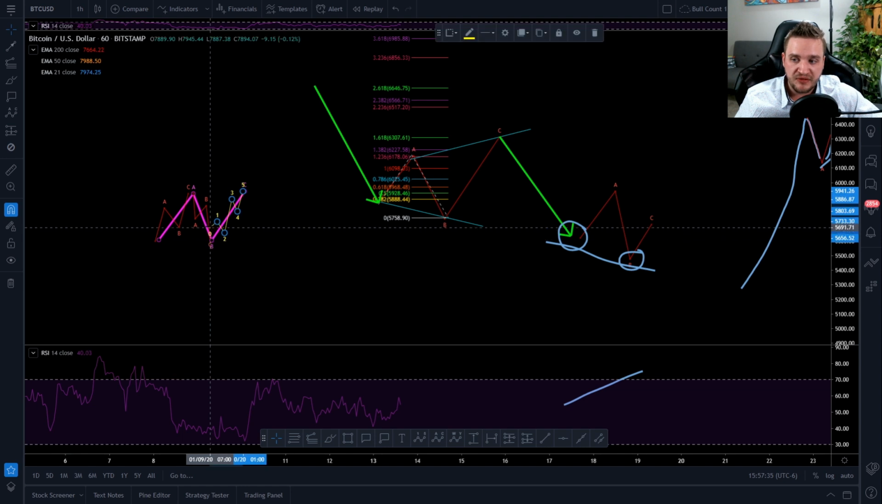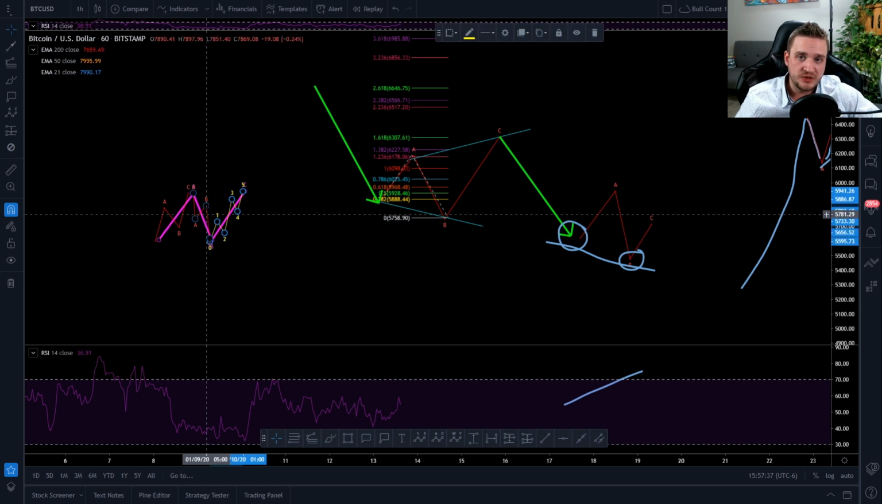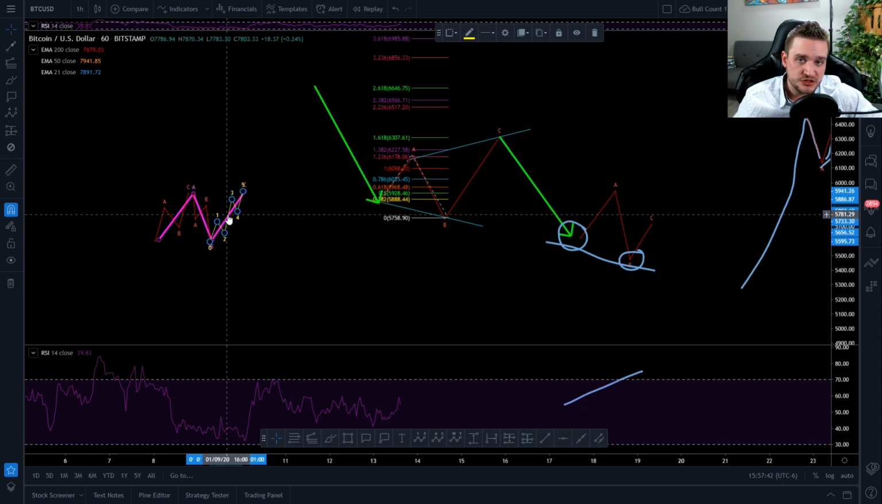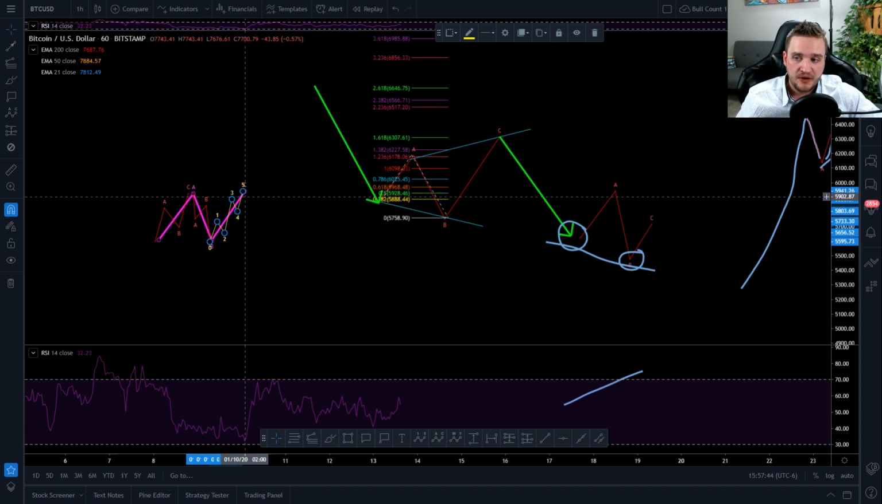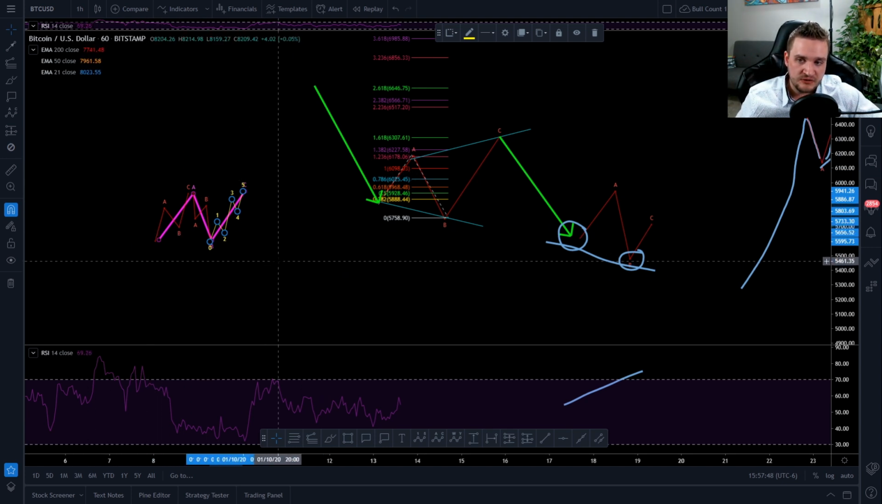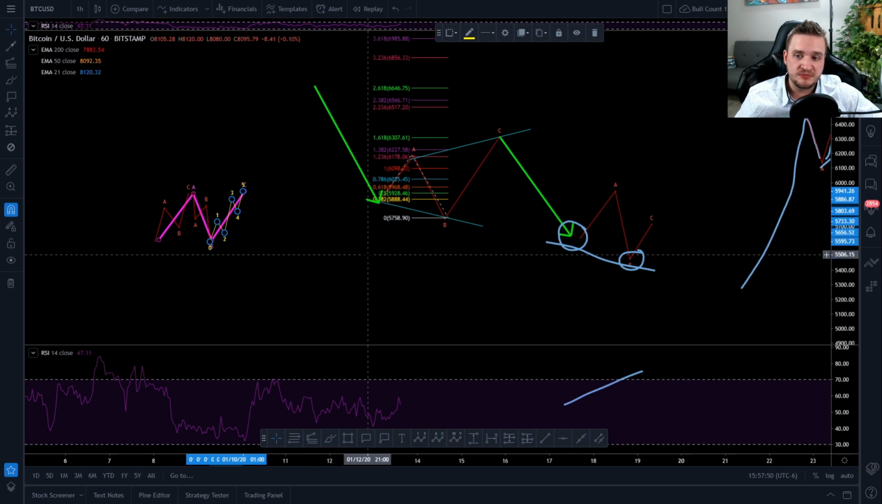So the B wave of a flat can also retrace shallow too. It can come back to 0.5, 0.618. I've seen them come back to 0.382 if the market is bullish enough for it. Okay, so it's just a guideline to give us an idea of what they look like, and we'll hunt around for them in the market here in just a minute as well.